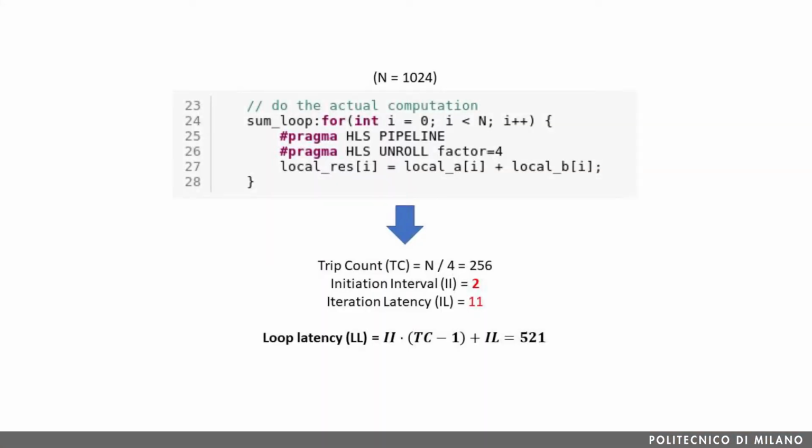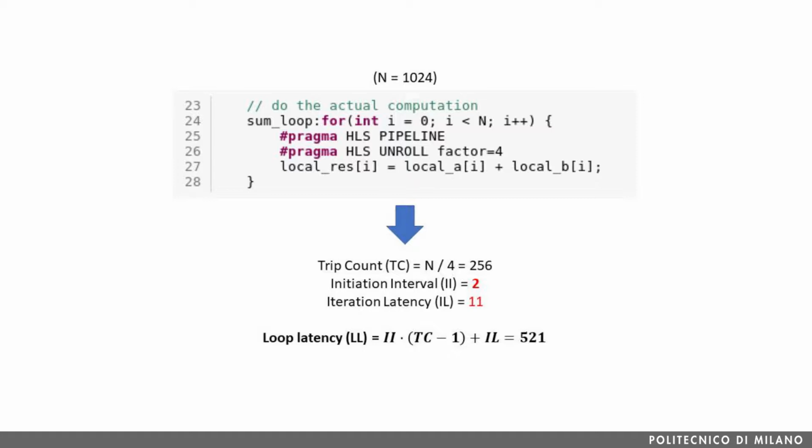So far so good, but when we tried to improve performance further with an unrolling factor of 4, we got the same performance. Indeed, while we halve the trip count, we also doubled the initiation interval. Furthermore, even if it has a small impact, the iteration latency has also increased by 1 clock cycle.